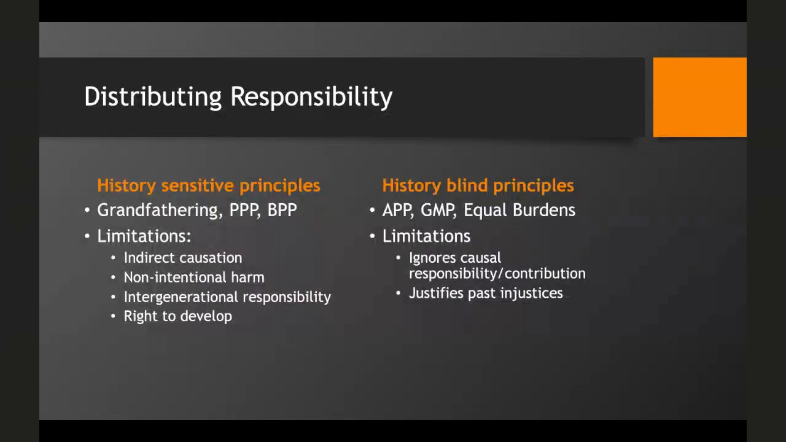On the other hand, history-blind principles also seem to suffer from limitations. They ignore causal contribution and responsibility, which seem to be important, that there should be some link between obligation and historical contribution. They also seem to justify past injustices, right? They don't look at how we got to the situation where some countries have a greater ability to pay, or why this guaranteed minimum hasn't already been met. It just says, nope, we're going to ignore that and look forward towards the future.